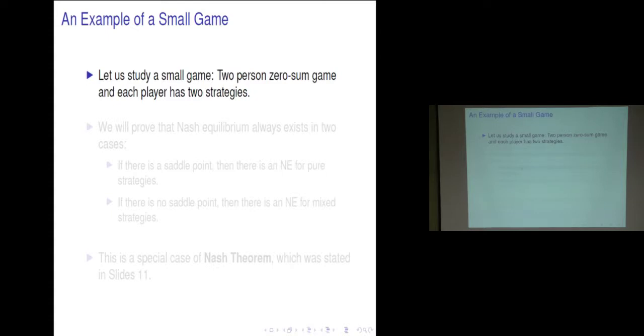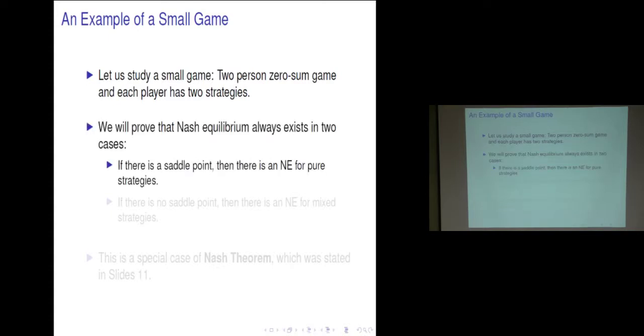So it's just the matrix we have seen over and over again, right? The three-person game would be beyond this, or if you have lots of moves, that is also beyond this. So we look at this very, very special case. We'll prove that the Nash equilibrium always exists.